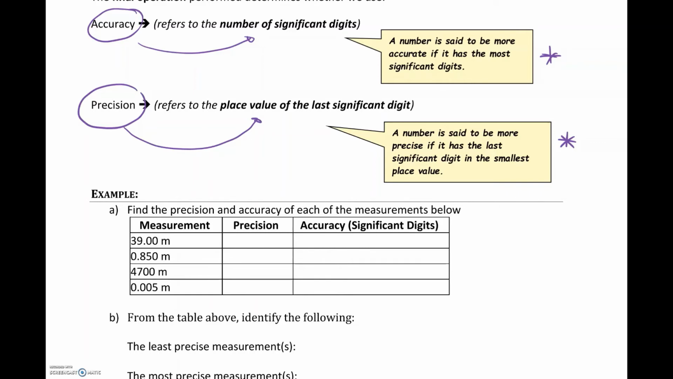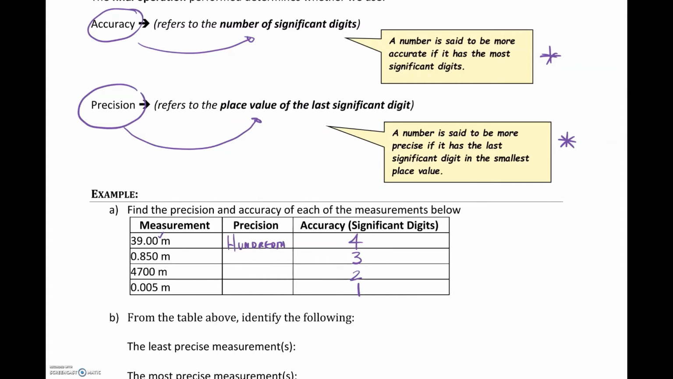39.00, in terms of, let's look at accuracy first. So accuracy is significant digits. So this has 4 significant digits, then 3, then 2, then 1, based on our earlier lesson on counting the number of significant digits. Now precision. 39.00 is precise to the hundredths, because this 0 is significant and it's in the hundredths place.